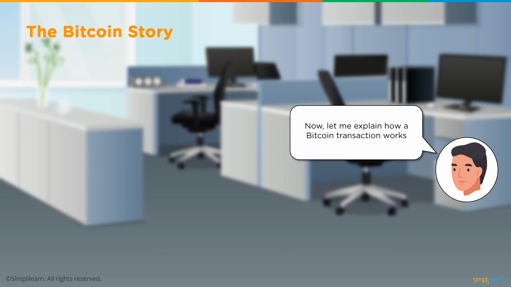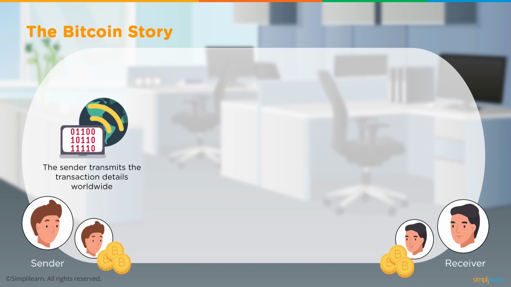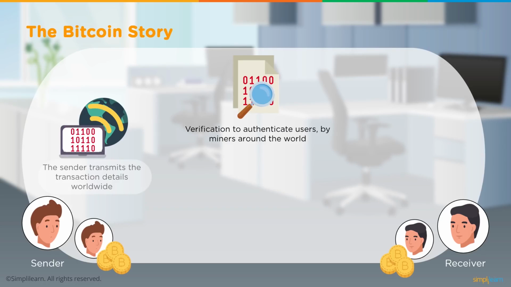Now let me explain how a Bitcoin transaction works. The sender transmits the transaction details worldwide. Basically, whenever a sender has to do a transaction, he has to send Bitcoins to a receiver. He will submit the transaction on the public blockchain network of Bitcoin and transmit it. Now, verification to authenticate users is done by the miners around the world.